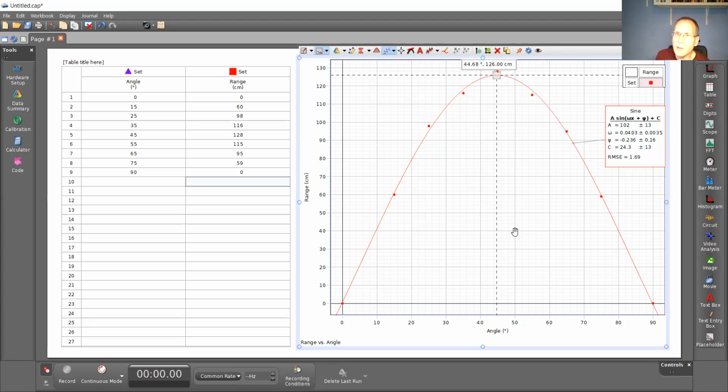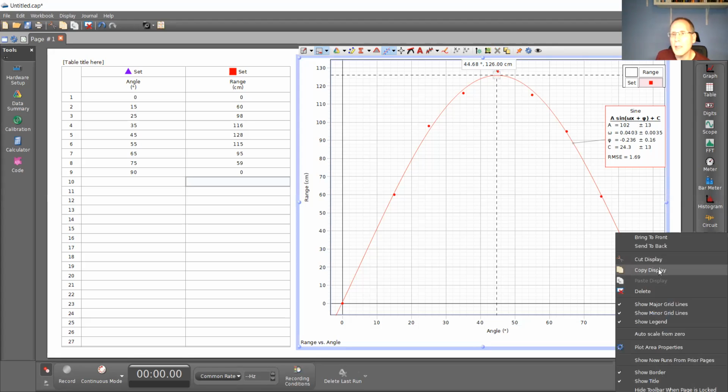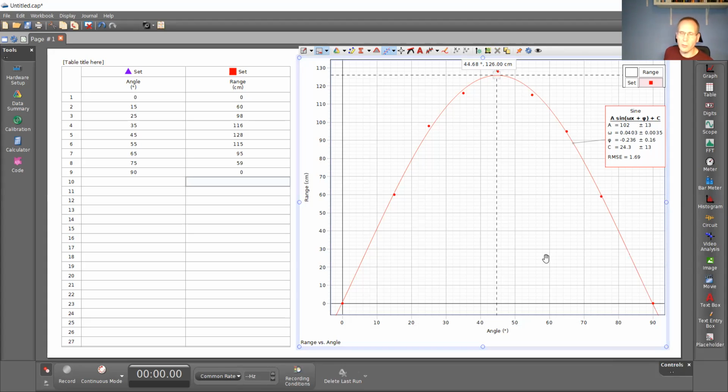Now, remember, always include your graph in your group lab report. So if you hover over the border here, right click, copy display, you can paste it into your group lab report. And these numbers will still appear. So you'll have those numbers that you need to do your percent error calculations. Okay, so that's how you do the range versus angle graph.